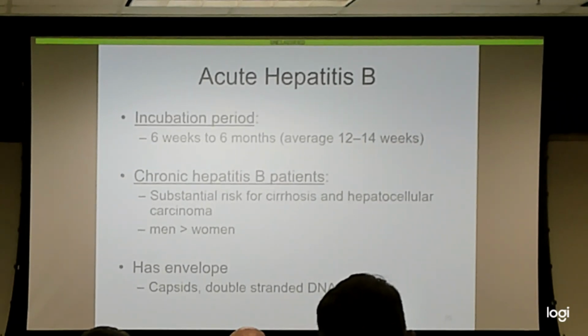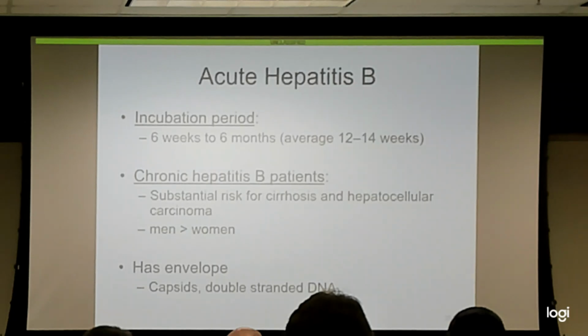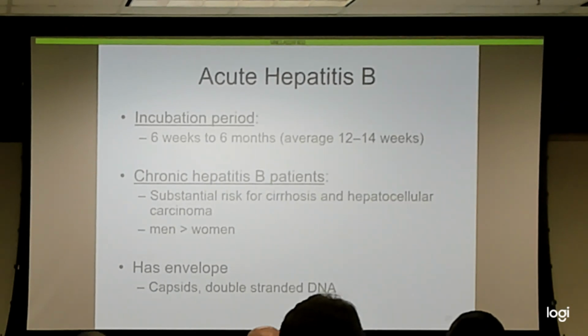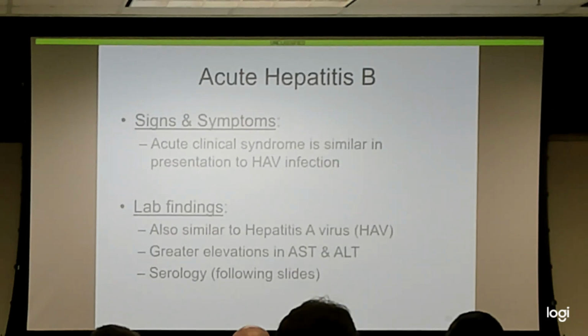The chronic hepatitis patient has a substantial risk for cirrhosis and hepatocellular carcinoma. Remember, again, I'm having a lot of mitosis or mitotic reaction to fix all of my damaged cells, and so that's going to increase my risk for cancer. Men are greater than women. Has an envelope, so this is a capsid, double-stranded DNA.